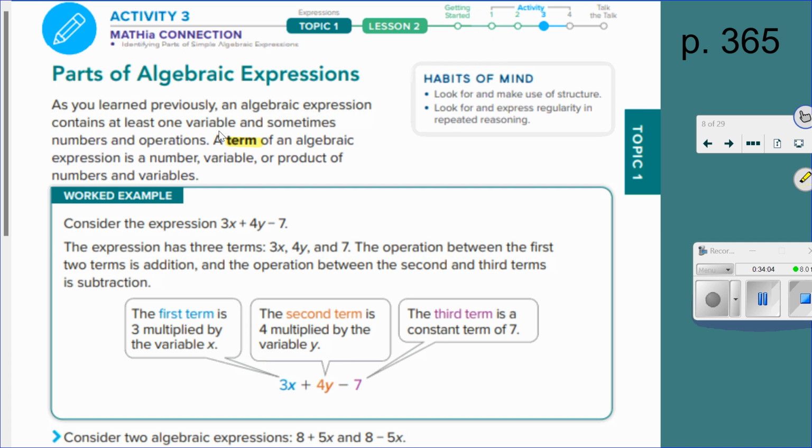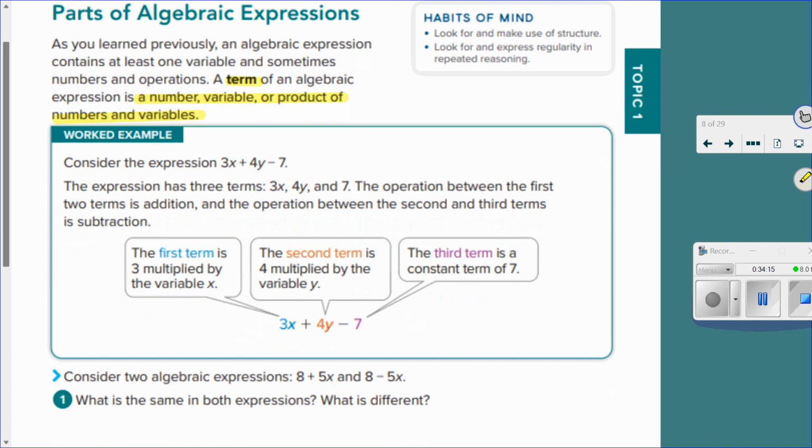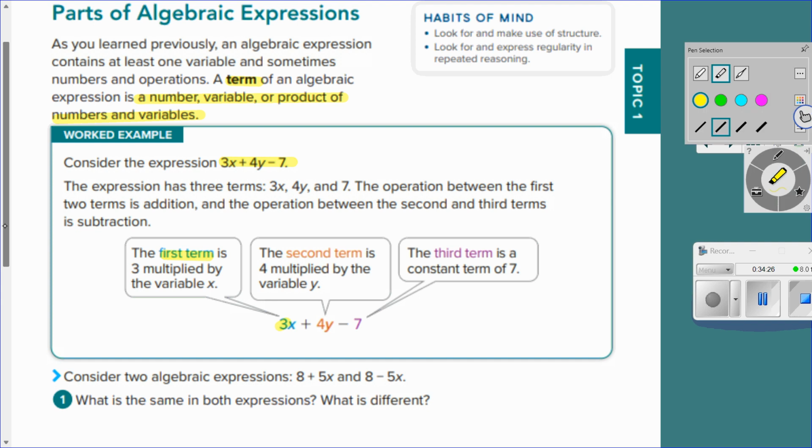There's a lot of different things that we call terms. If I were to have an expression such as 3x plus 4y minus 7, there are 3 distinct terms. I have my first term, 3 multiplied by x. I have my second term, which is 4y, so 4 multiplied by the variable y. And I have a third term, which is what we call a constant, 7. It's called a constant because it is a number by itself.